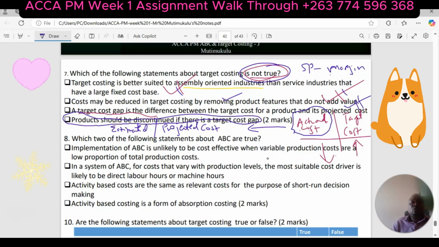We want statements which are true about ABC. So you can see the question itself is so challenging. So what do you do? You continue to read the options. So the third point is actually saying activity-based costs are the same as relevant costs for purpose of short-run decision making.